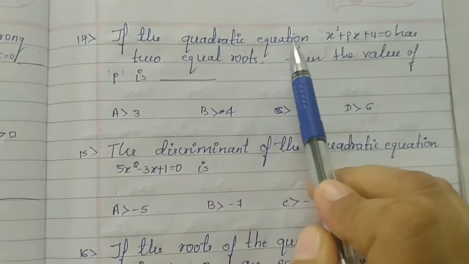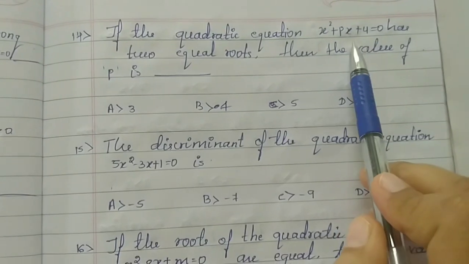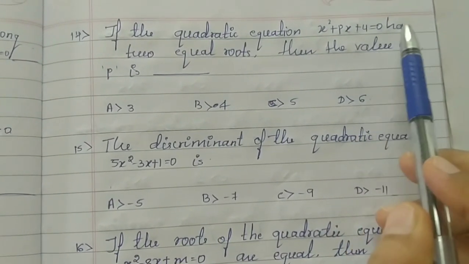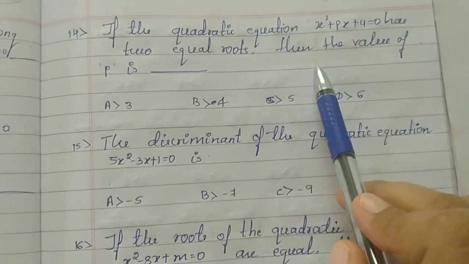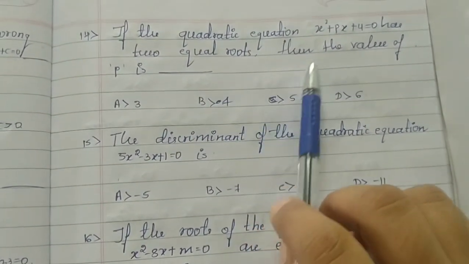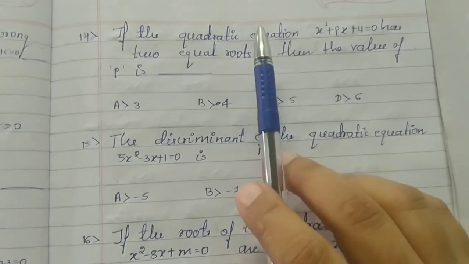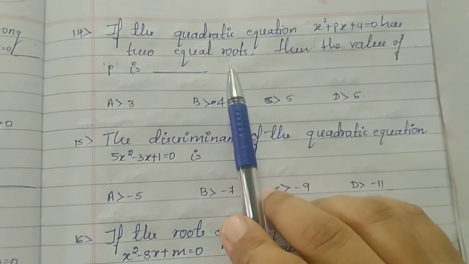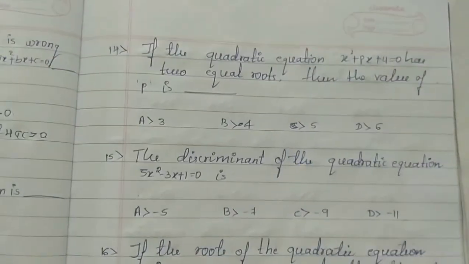If the quadratic equation x square plus px plus 4 is equal to 0 has two equal roots, then the value of p is what? Okay, so what is the condition they have given? The quadratic equation is having two equal roots. Then you have to find the value of p. That is the 14th question, whose answer we will see.